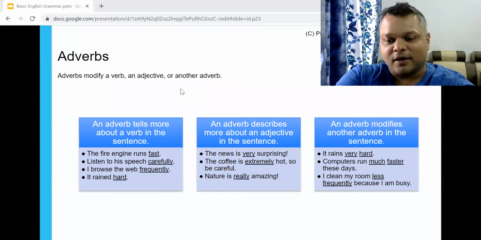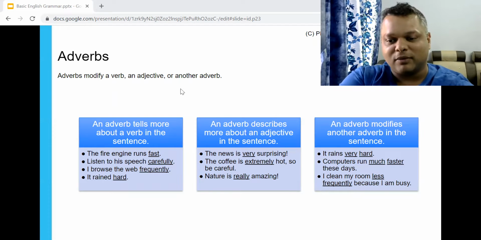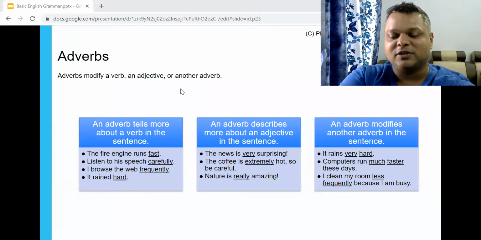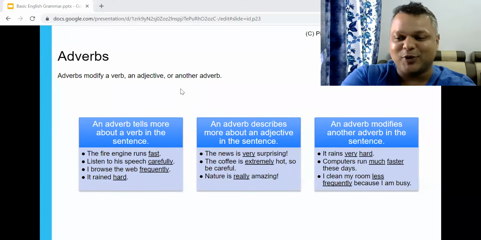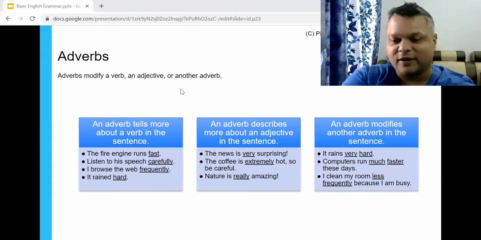Okay. Computers run much faster these days. Now, much and faster again become two adverbs, but you can also say computers run faster these days. But since you are using double, you say computers run much faster these days. So when an adverb describes another adverb, it's a double impression. It's stressing more on the fact.